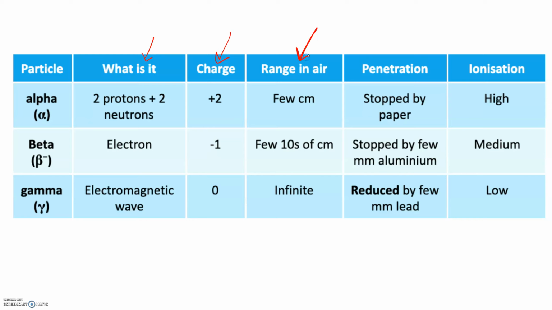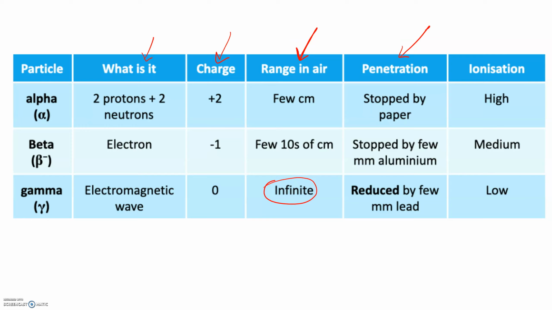Here it tells you the range. That's how far they go in air. You see that gamma goes on infinitely because it's an electromagnetic wave. Penetration tells you what will stop it. So paper would stop alpha. Aluminium, a few millimetres, will stop beta. And then a few millimetres of lead will reduce gamma, but won't stop it entirely.